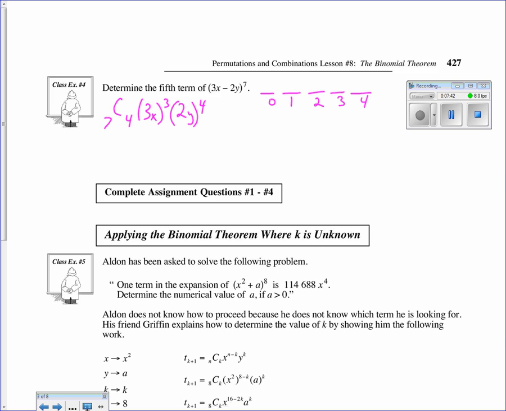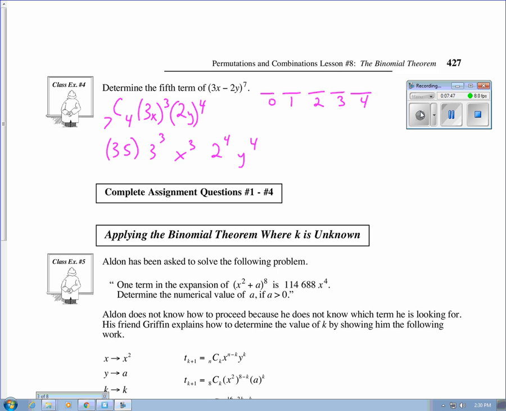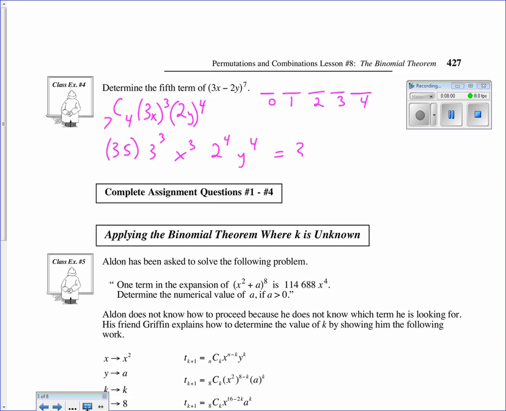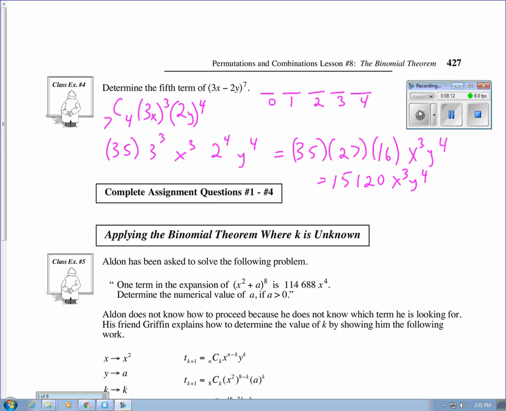And now I get to go through the math. I'm going to do that and then show you the results. So 7 choose 4 is 35, and then the 3 gets an exponent 3 applied to it. I get x to the 3, I get a 2 with an exponent 4, and a y with a 4. So that continues to simplify. 35 times 27 times 16. Bring all those coefficients to the front. x to the 3, y to the 4. So final answer, 15,120 x to the 3 y to the 4.